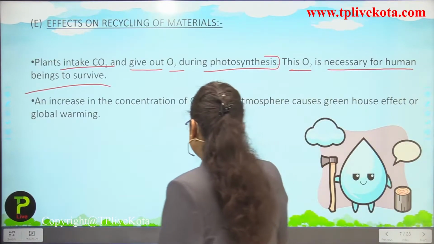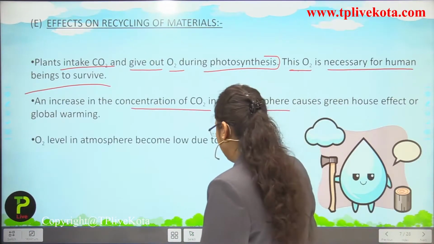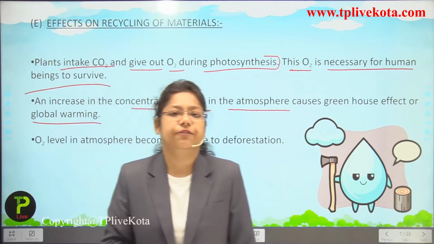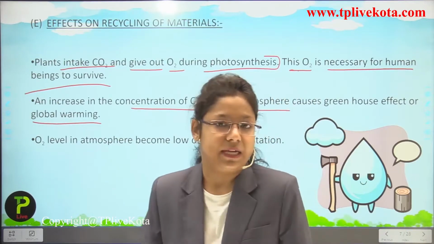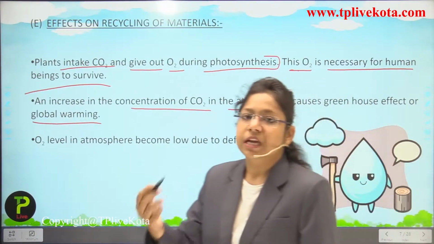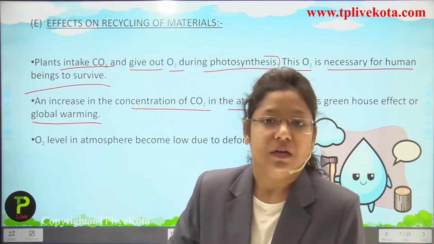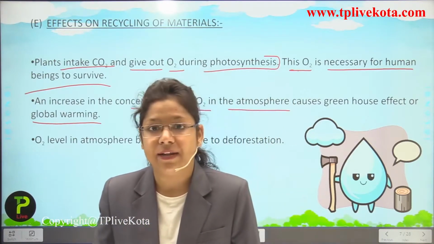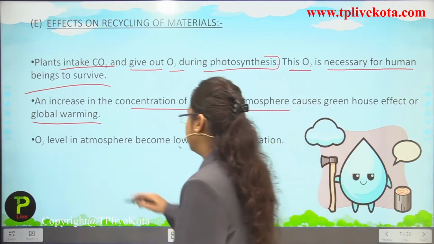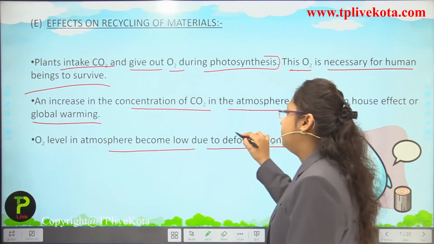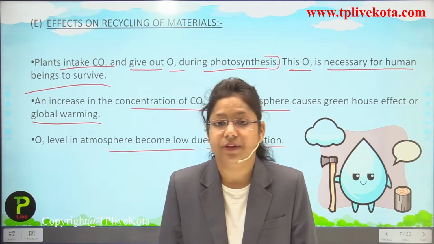Next, an increase in concentration of carbon dioxide in the atmosphere causes greenhouse effect and global warming. I am going to explain this thing through a picture in the next upcoming slide. What is greenhouse effect and global warming? It is just the increase in the concentration of carbon dioxide in the atmosphere. And due to the increase in carbon dioxide, what will happen? The temperature will rise. Okay, students? O2 level in the atmosphere becomes low due to deforestation. Obviously, the O2 level in the atmosphere will become low.